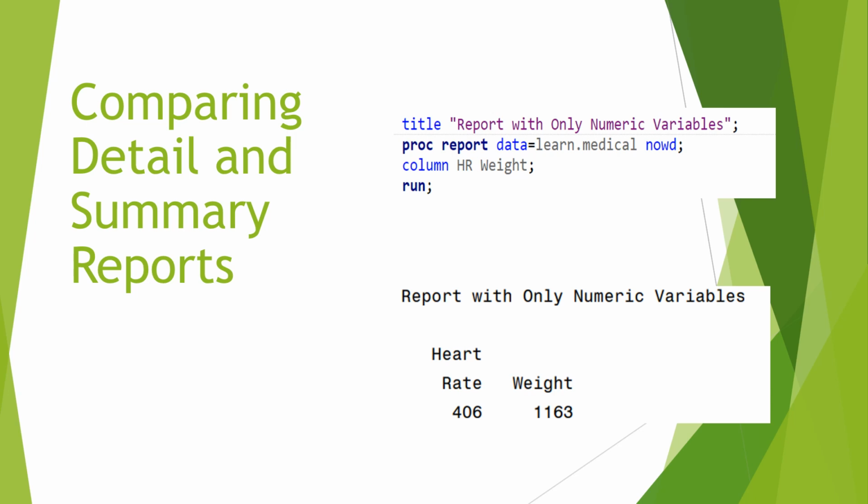These numbers represent the sum of the heart rate and weight for all the observations in the dataset medical. You have learned two things here. First, the default usage for a numeric variable is analysis, which produces a summary report. And second, the default summary statistic is sum.